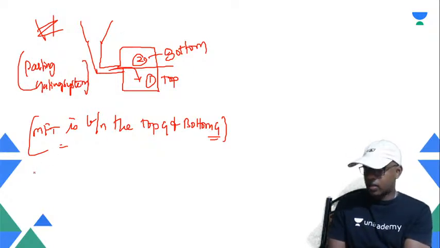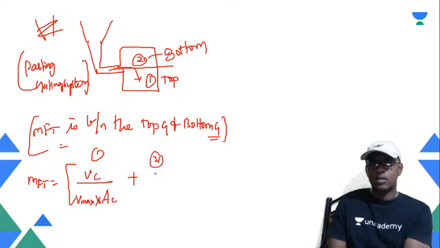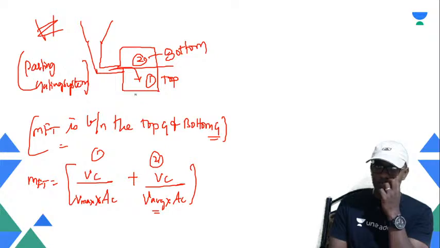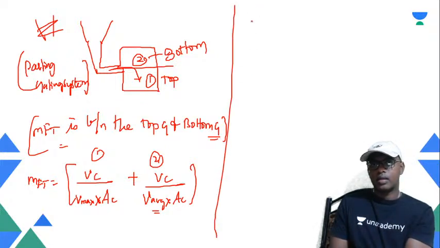Okay, so here the mold filling time can be written as volume over V max into AC for the first case alone. The second case it will become V of C divided by V average into AC. That's an average velocity because it fills against the gravity.